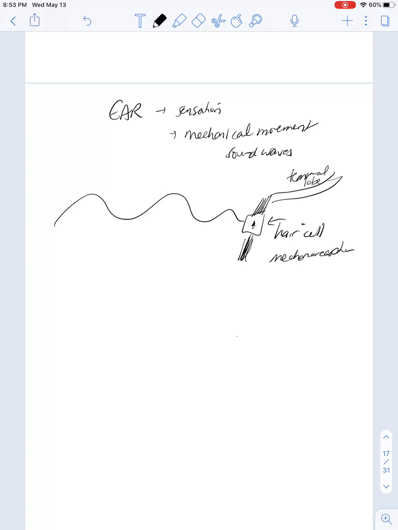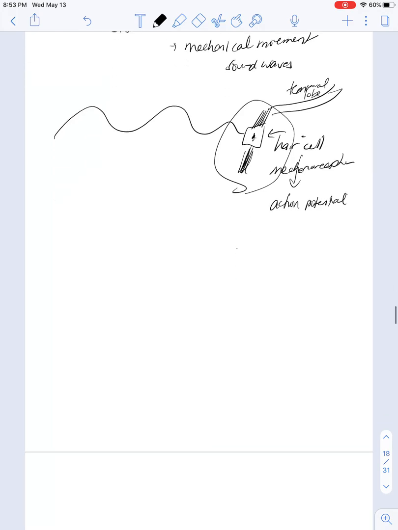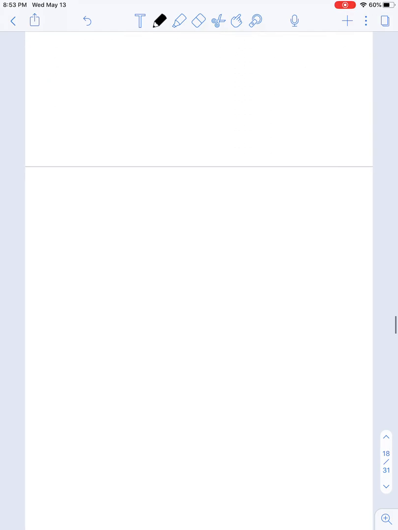Okay, so the ear is able to take sound waves, and the sound waves move these hair cells. When the hair cell moves, you get an action potential generated, and that action potential is a nerve impulse that goes to the temporal lobe of your brain, and then you interpret different sounds, right? And so you have to know the structure of the ear.